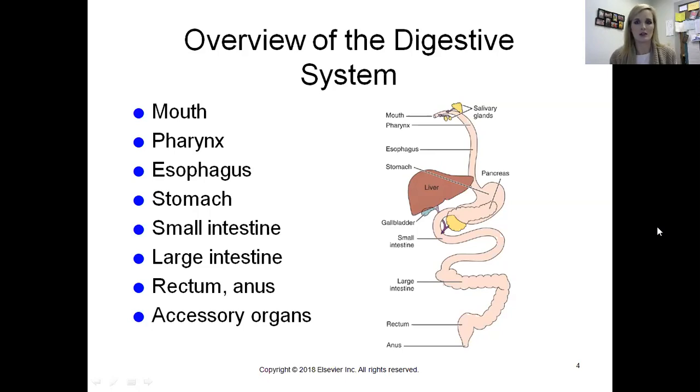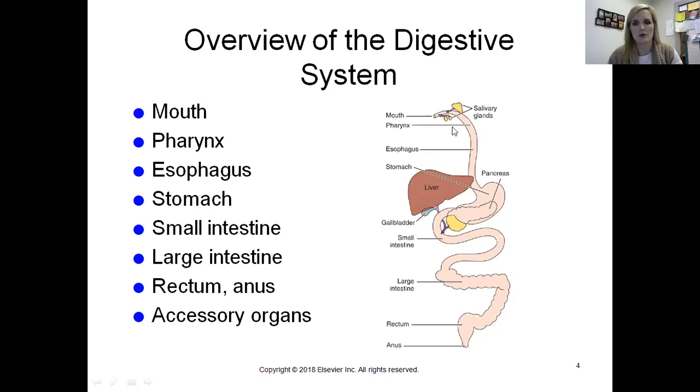Along this pathway, we're absorbing some things out of the food. We're mixing with some different fluids to help break it down. Like I said, we're absorbing the nutrients from it, absorbing some water from it, and then eventually it will become waste product, and we will remove the rest of it. So I mentioned that it starts at the mouth. This is just an overview of our digestive system here.